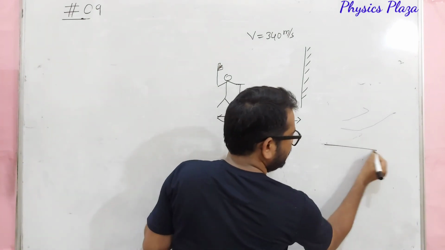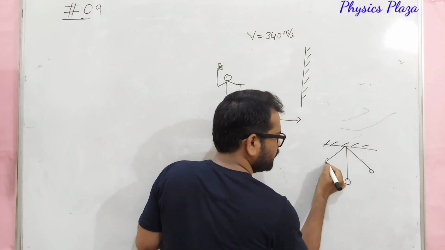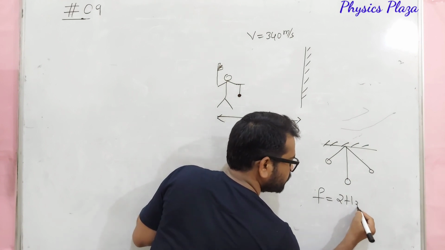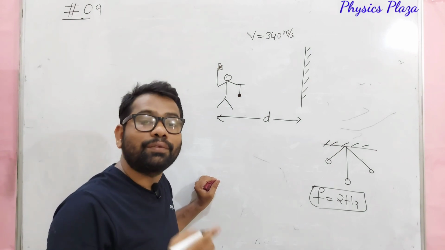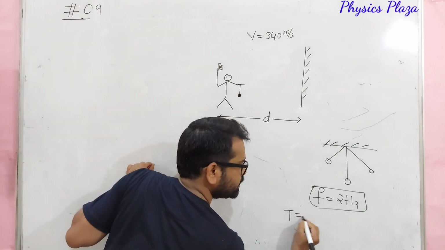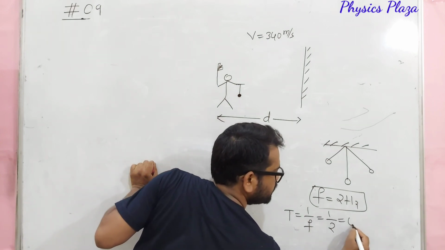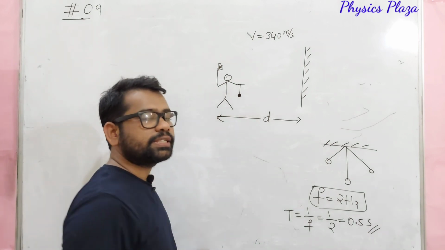Children, let us recall the concept of simple pendulum. So here it is vibrating. For this the frequency is given, dear children, 2 hertz. As frequency is given, can't we calculate the time period? Of course we can. So what is the time period of this pendulum? Time period is equal to 1 by frequency, that is 1 by 2, so it will be 0.5 seconds.